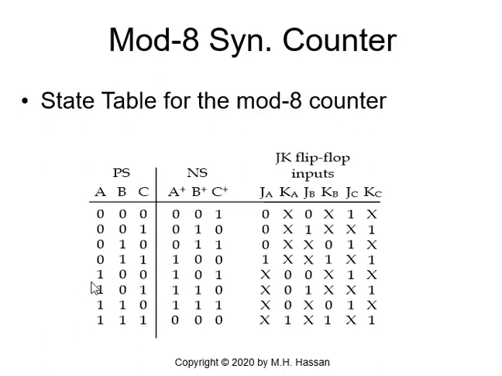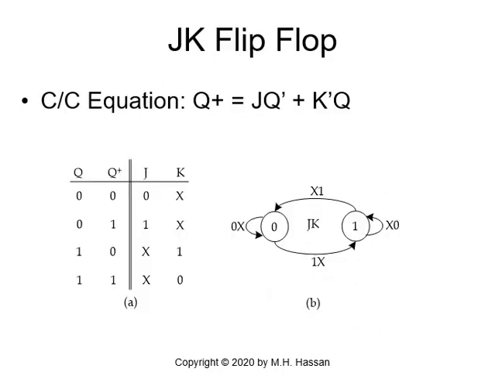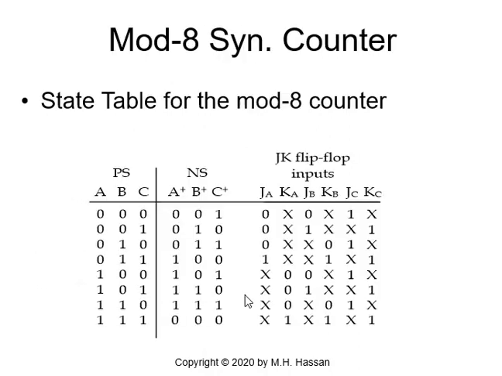Let me finish this. Then we have 1 to 1, we have don't care, 0. See, 1 to 1: if Q is 1 and Q plus is 1, we have don't care, 0. So JA will be don't care and KA will be 0. And then 1 to 1 again, don't care, 0. Then 1 to 0, we have don't care, 1.